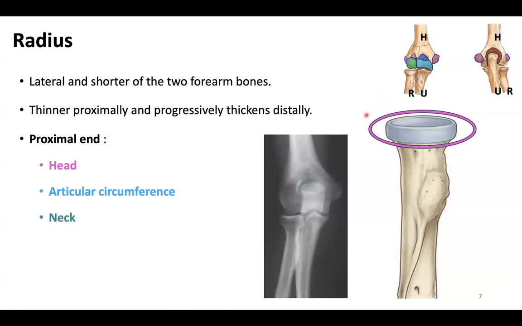Below the head, this constriction is the neck. Below the neck, it has a rough projection, a bony bump, known as the radial tuberosity. The radial tuberosity is the insertion site for the biceps brachii muscle. So ulna has the ulnar tuberosity for the insertion of brachialis muscle, and radius has the radial tuberosity for the insertion of biceps brachii muscle.